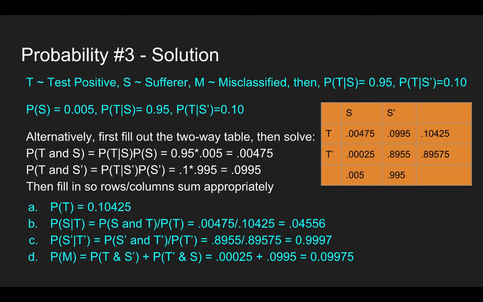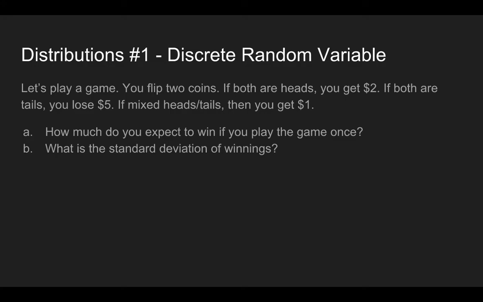Any questions? All right. Let's play a game. You get to flip 2 coins. If they're both heads, you get $2. If they're both tails, you lose $5. If it's mixed heads and tails, you get $1. Do you want to play this game? Or in other words, what do you expect to win by playing it once? Also, what's the standard deviation of the winnings, excuse me? How much do you expect your winnings to vary?